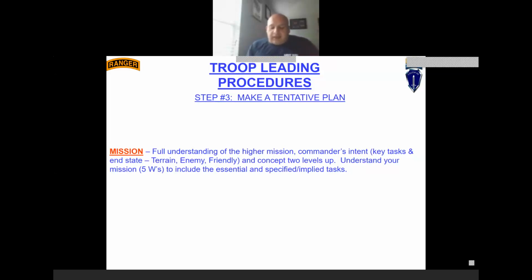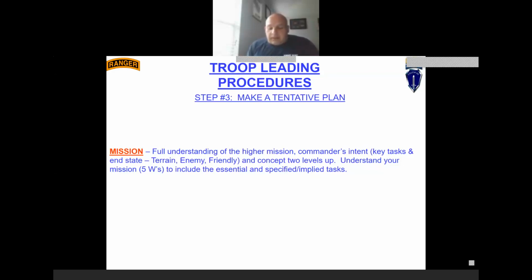Specific tasks are given by the commander. Implied tasks must be performed to accomplish a specific task. Essential tasks must be done to accomplish the mission. Understanding higher's mission is critical and goes beyond the simple act of repeating it from higher's order.